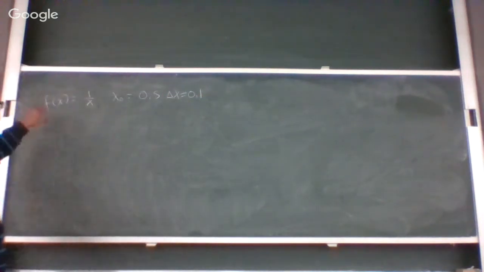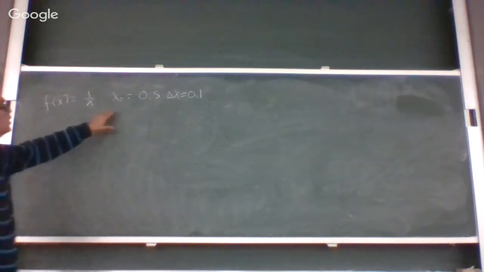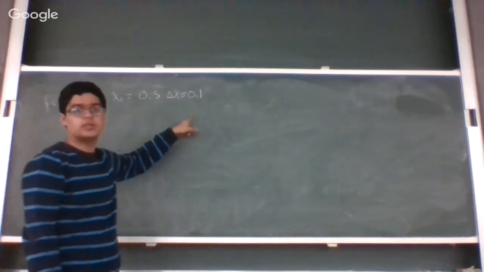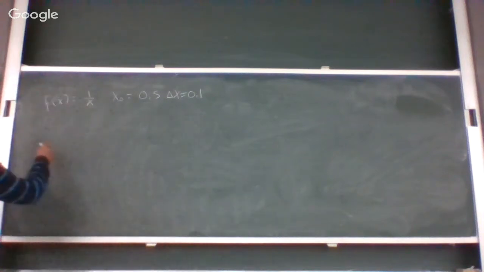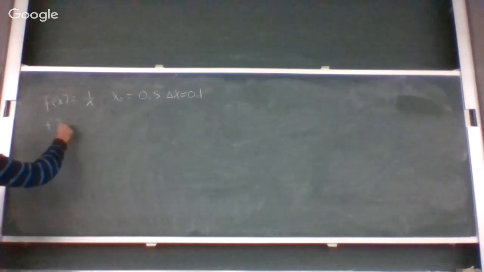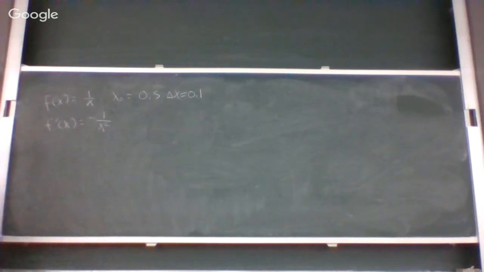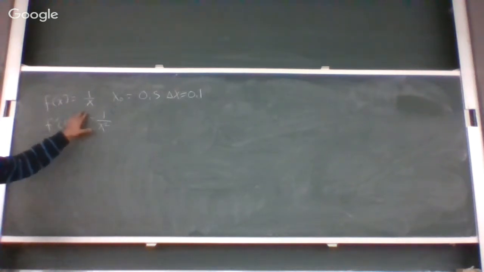So that's all they gave you. f of x is 1 over x. The initial x, x naught, is 0.5. x changes by 0.1. So what you do is you take the derivative. That's negative 1 over x squared. Everyone good with that? Because on your exams you will do a lot of derivatives with negative exponents.